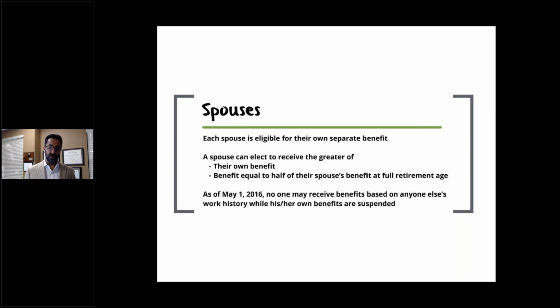So if a spouse has low wages, they're entitled to their spouse's benefit if the spouse's benefit is going to be higher. According to the new rules, no one may receive benefits based on anyone else's work history while their benefits are suspended. There used to be a strategy, they called it a loophole in the Social Security system, where benefits could be filed and suspended. We'll talk through it. But the new rule is basically that if you're claiming a spousal benefit, which is 50% of your spouse's benefit, your spouse has to be actively collecting benefits as well. They have to be collecting benefits for you to be eligible to receive benefits.